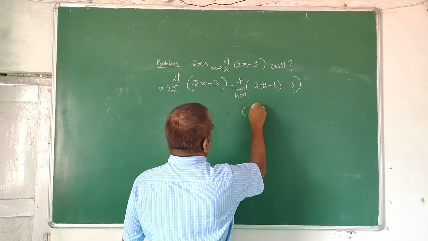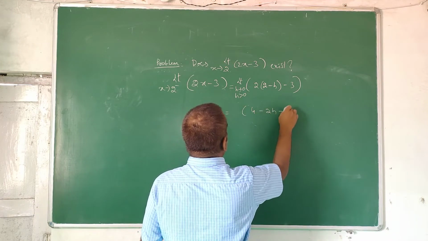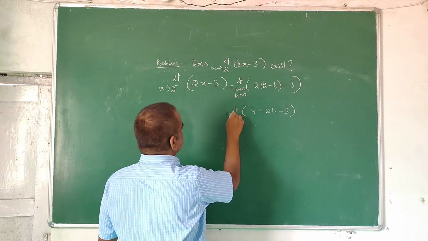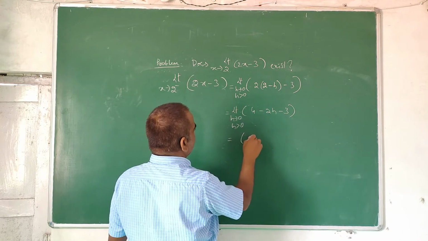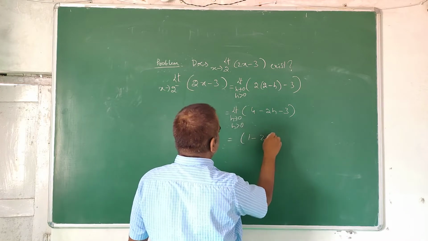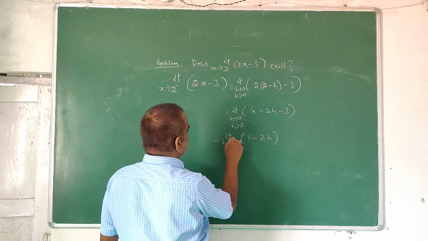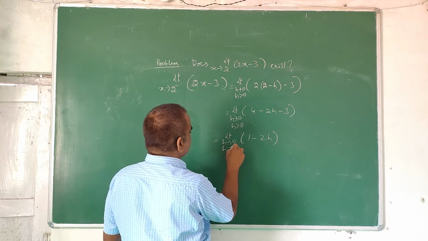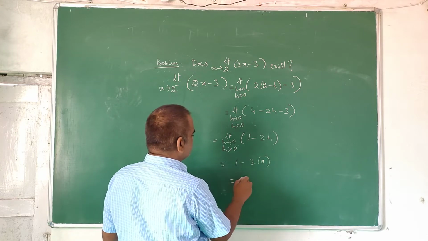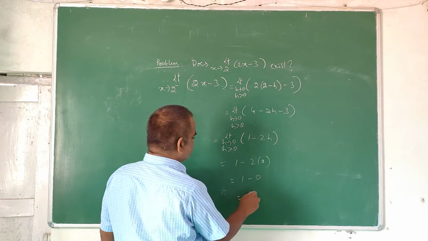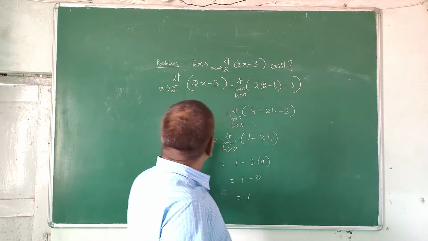This is the procedure to calculate left hand limit and right hand limit. So this is equal to 2 into 2 is 4, minus 2h minus 3, limit h tends to 0, h is greater than 0. Which is 4 minus 3, 1 minus 2h, limit h tends to 0, h is greater than 0. So which is equal to 1 minus 2 into 0, which is 1 minus 0, which is 1. So LHL you got as 1.